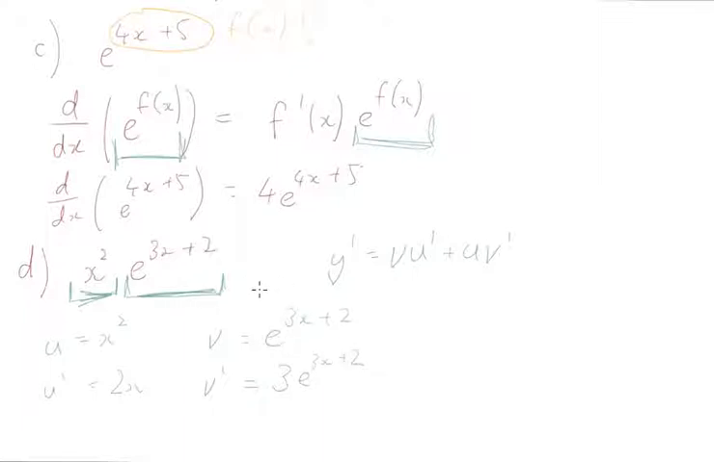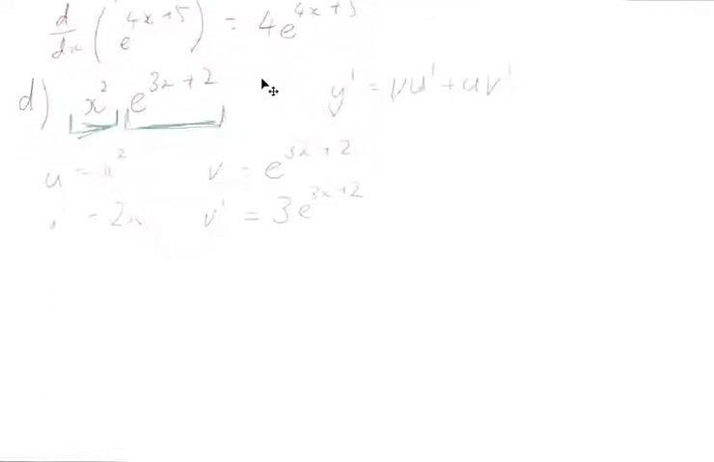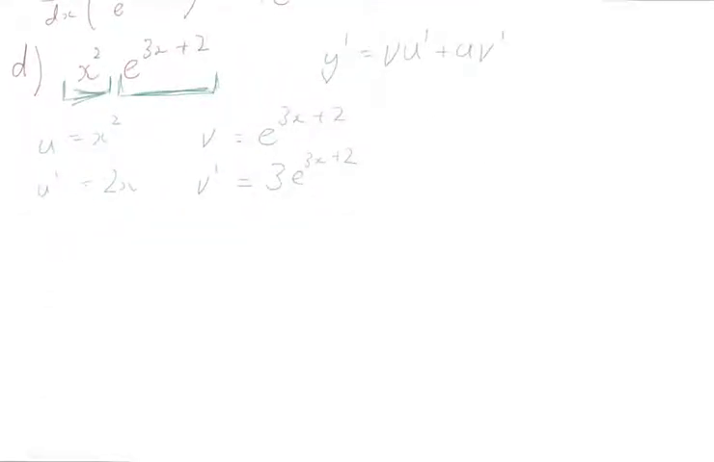So by the time I put this together using my product rule, I'm going to get that d on dx of x squared e to the 3x plus 2 is equal to, putting it together, vu dash, so vu dash is 2x e to the 3x plus 2, plus uv dash, so uv dash is 3x squared e to the 3x plus 2.